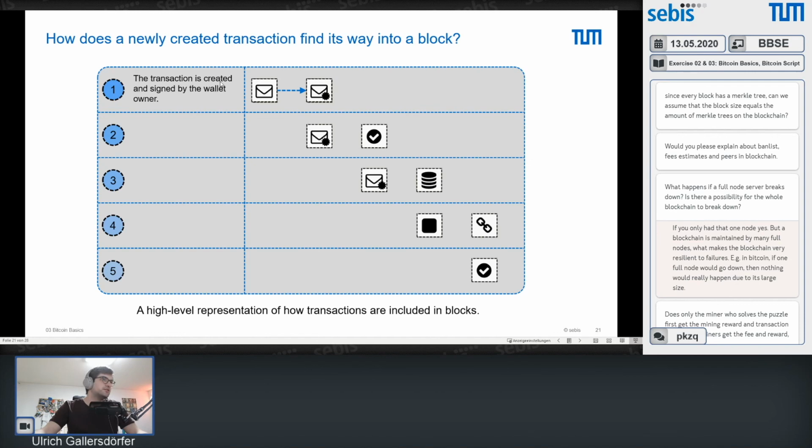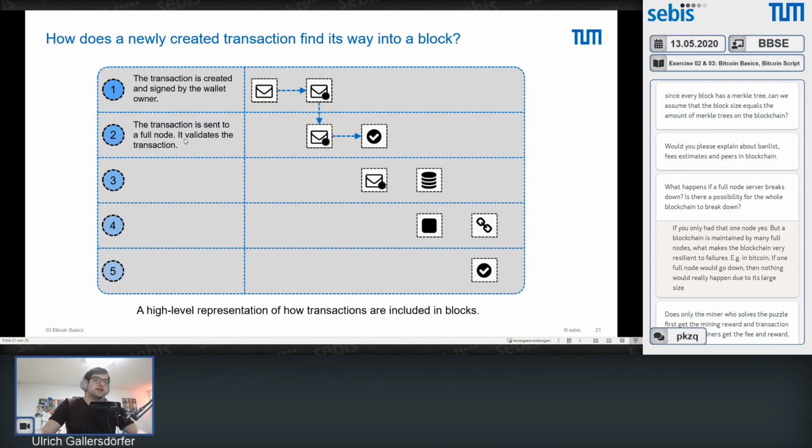First of all, the transaction is created and signed by the wallet owner. So to create a transaction, you need to select your own transaction outputs you want to spend. You need to create the new transaction output. So Alice, for example, needs to obtain Bob's address. Otherwise, she won't be able to send him money. But that's, I think, implicit, you can think about that. You have to sign it, obviously, with your private key.